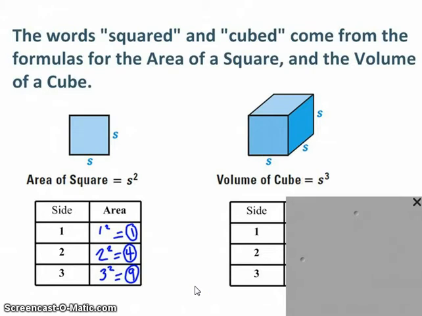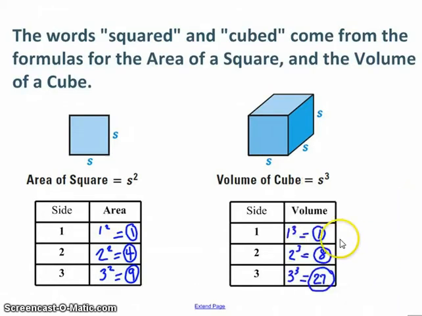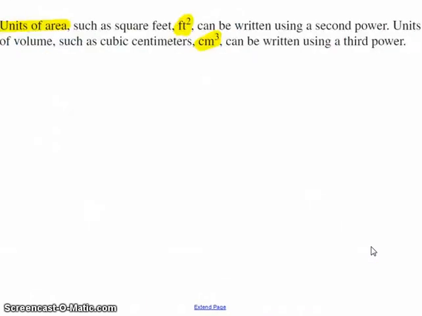Okay, I'm going to assume that you did that. And here are the answers you should have found. 1 cubed is 1, 2 cubed is 8, and 3 cubed is 27. We can talk about this more in class.